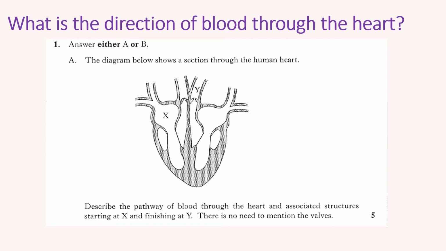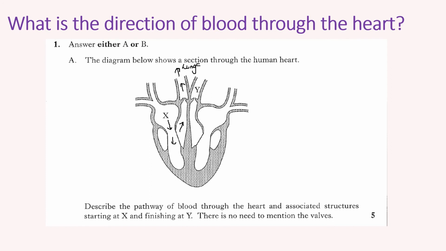So then you want to figure out where it goes from the right atrium. So the blood would go from the right atrium to the right ventricle. So well done if you managed to get that correct. And then from the right ventricle, the blood would go through the pulmonary artery, and then the blood would go to the lungs. So again, well done if you managed to get that correct.